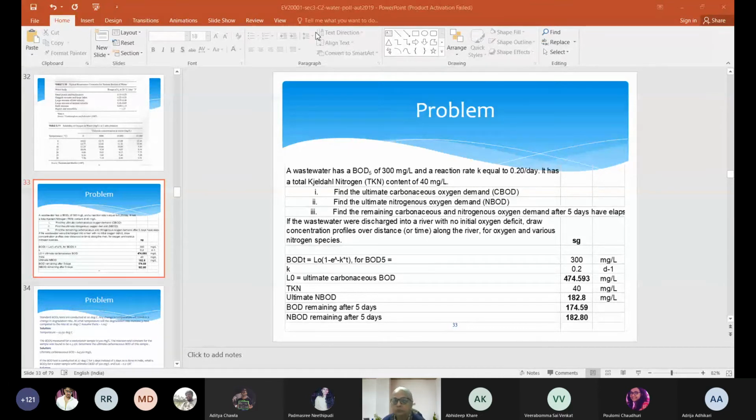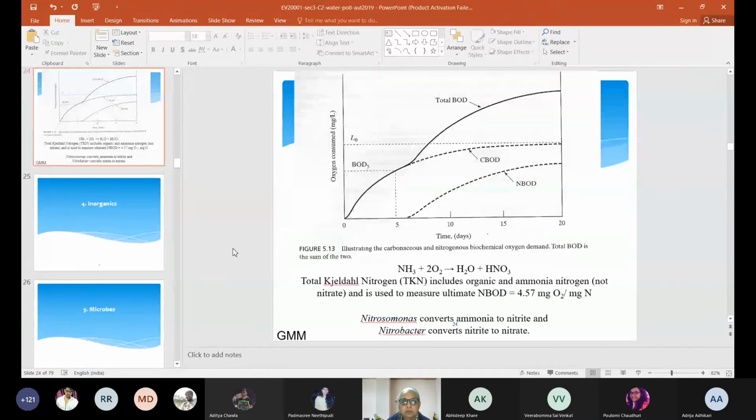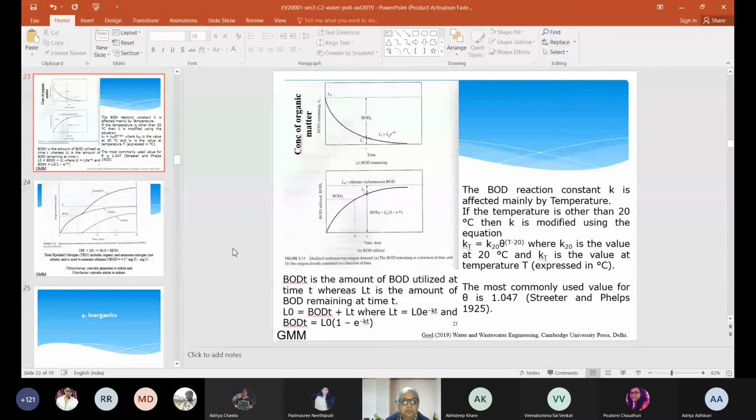Ma'am, both of these are different, like the ultimate and the after 5 days. That's correct, yes. Just remember this graph. Do you remember this graph? So BOD5 that we measure in the lab is shown over here, and the ultimate carbonaceous BOD is the line above that. So it's a small fraction that you are measuring in the lab. And L0 is basically BOD5 plus whatever is remaining. So this is it.